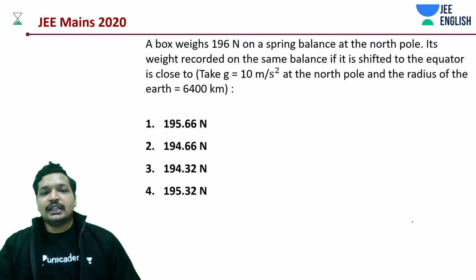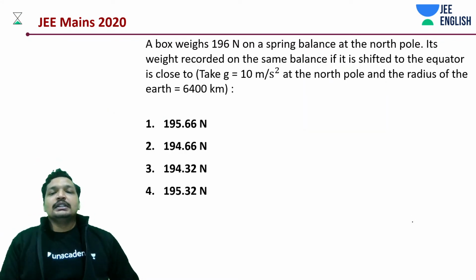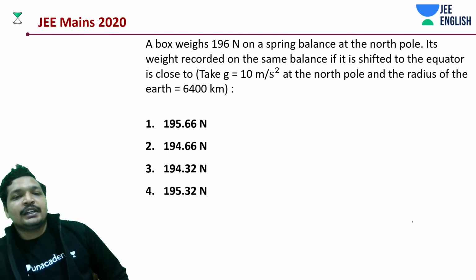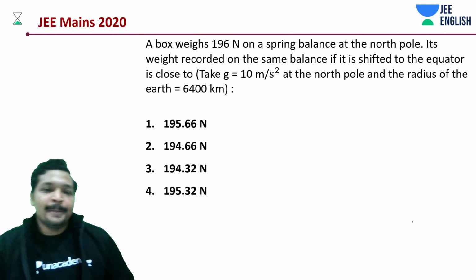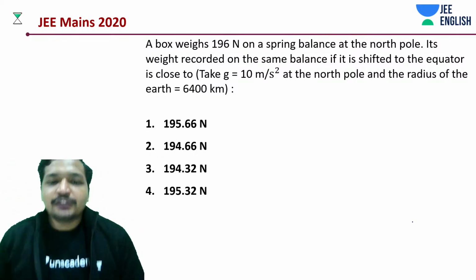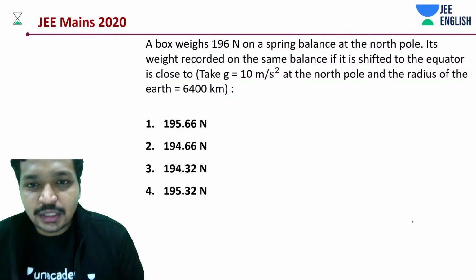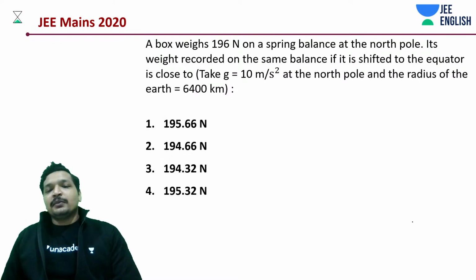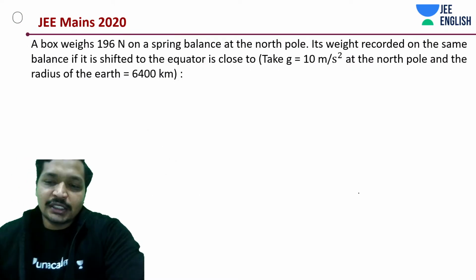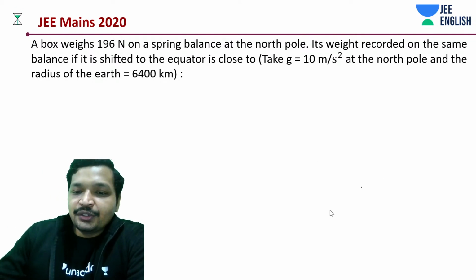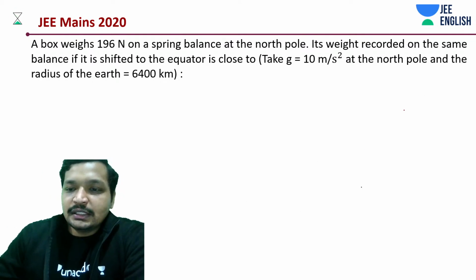It was simple. This is again somewhere you're measuring the weight of a box on a spring balance at the north pole, and it is then recorded on the same balance if it is shifted to the equator. What is going to be the difference? First of all, it has to be less than 196. Okay, so how do you solve this problem? It's a very simple problem, but it involves a lot of calculations. Calculations is something that you should take care of during the exam.